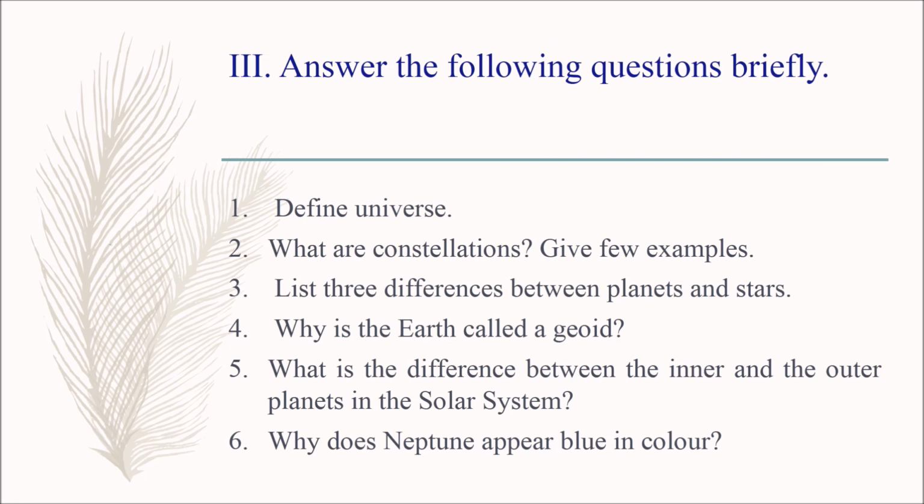Roman letter 3. Answer the following questions briefly. Question number 1. Define universe. Question number 2. What are constellations? Give few examples. Question number 3. List 3 differences between planets and stars. Question number 4. Why is the earth called a geoid? Question number 5. What is the difference between the inner and the outer planets in the solar system? Question number 6. Why does Neptune appear blue in color?